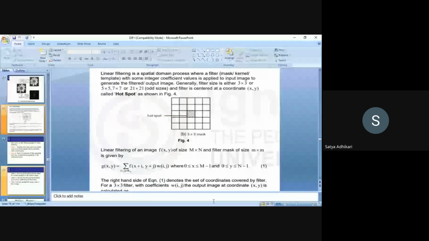After changing that value, the mask is shifted either to the right, or to the left, or to the bottom, or down, to change the position of the hotspot. Suppose if this is the hotspot of an image, we have to shift this mask to the right, and the pixel which was to the right of the hotspot will become the new hotspot.